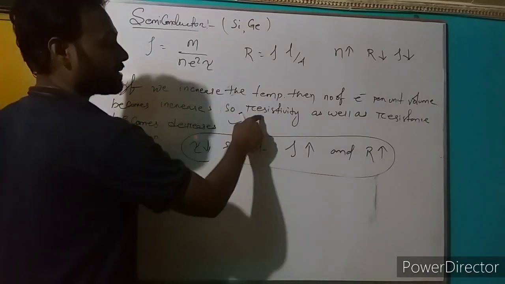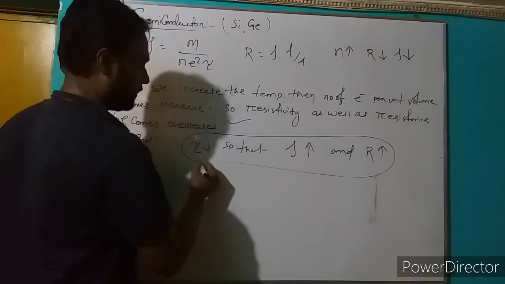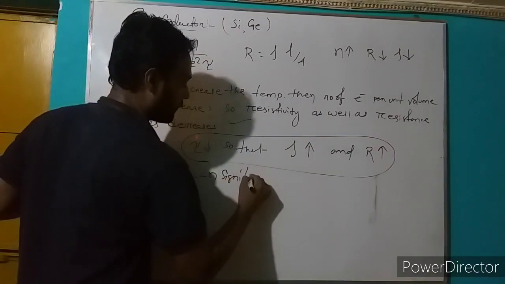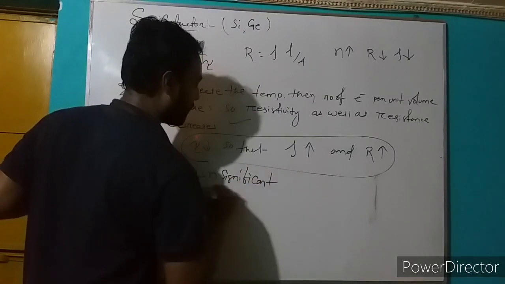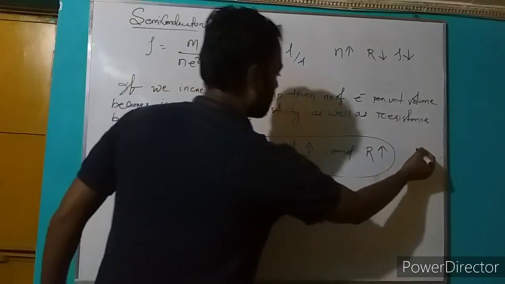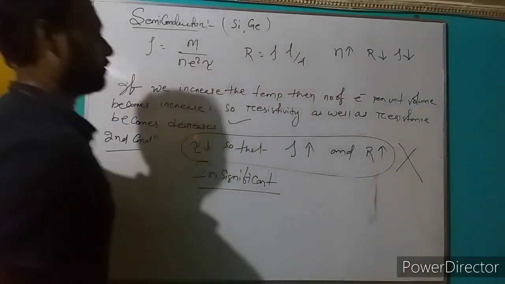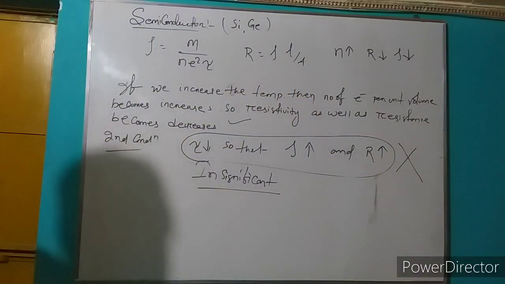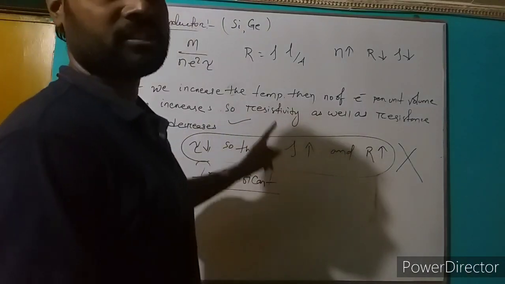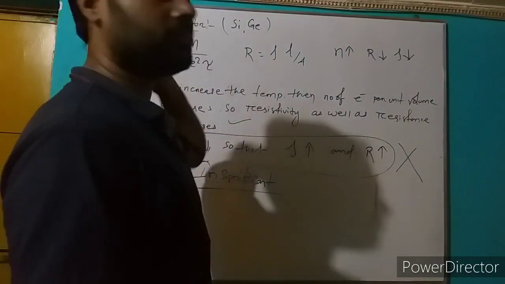So that becomes significant and this one becomes insignificant. We can't observe that condition, so that condition becomes wrong. That condition is too correct, so we have assumed that condition.